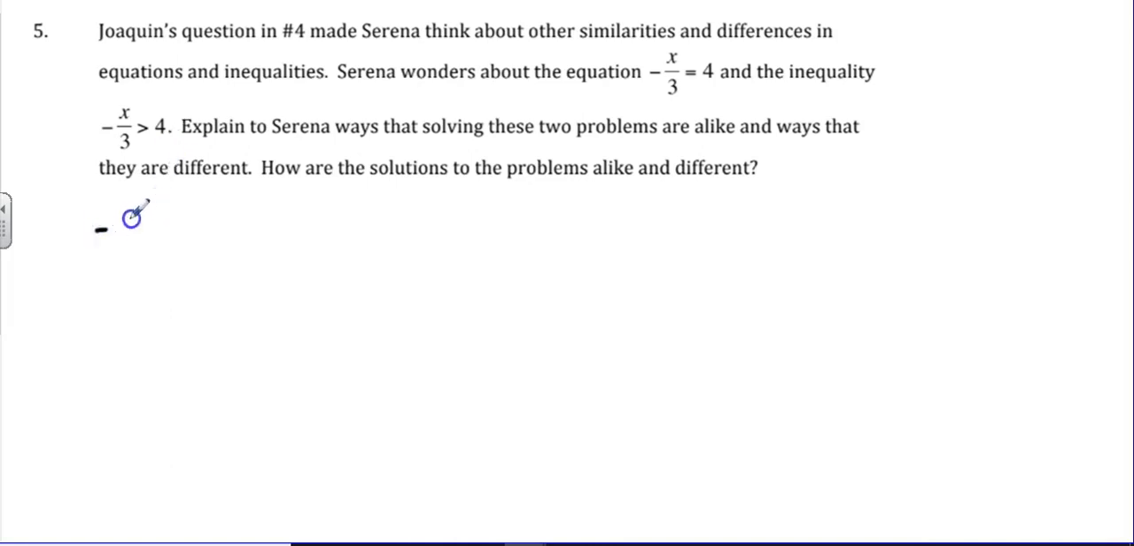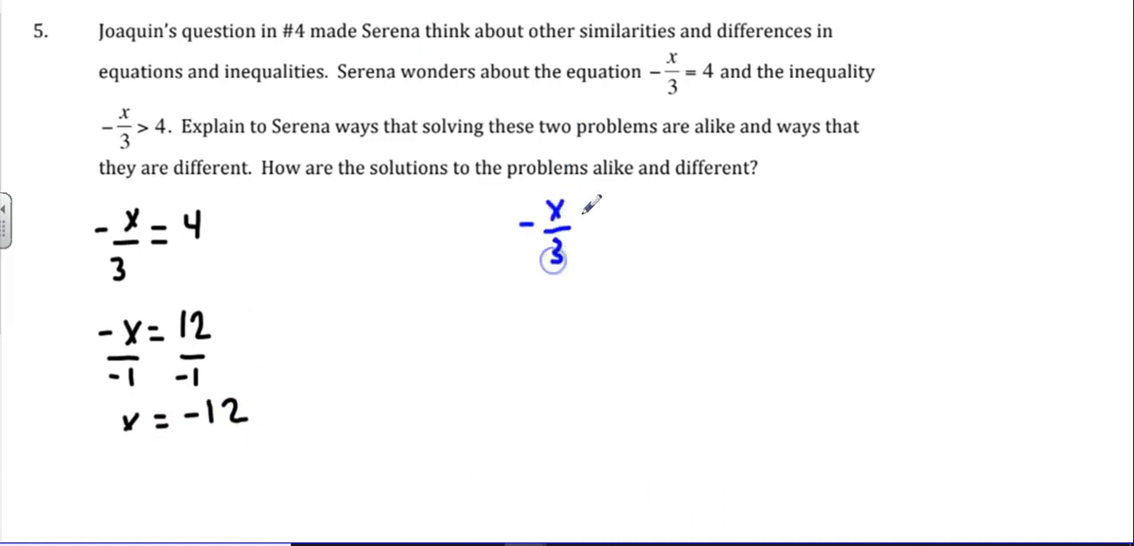So let's first start by solving the equation -x divided by 3 equals 4. I'm going to start by multiplying both sides of the equation by 3 to get -x equals 12. And then I'll divide both sides of the equation by -1 to get x equals -12. Then for the inequality, I follow the same steps by multiplying both sides of my equation by 3 and then dividing both sides of my equation by -1. And here my sign will change from greater than to less than, and I have -12.